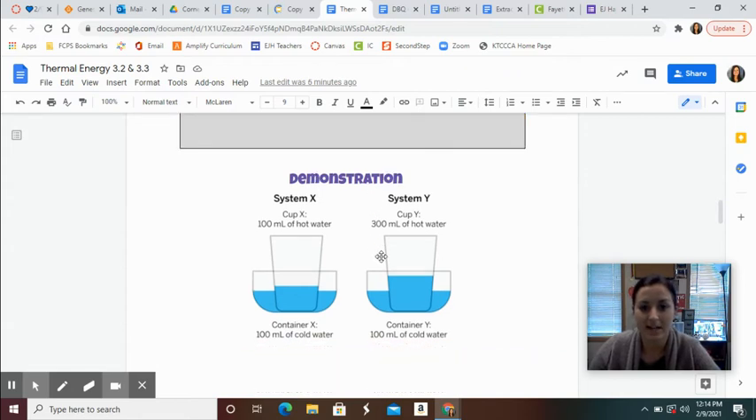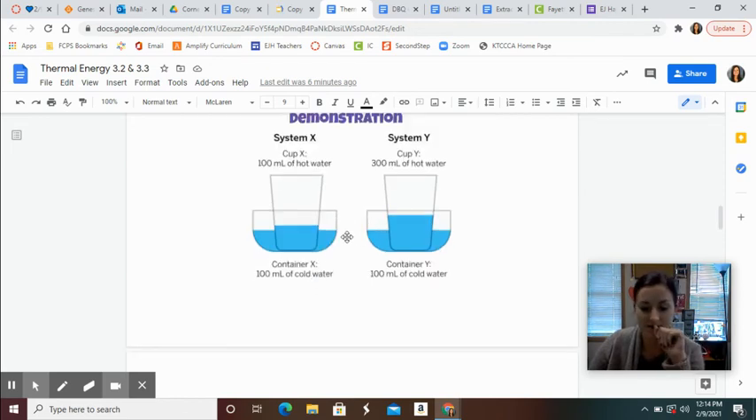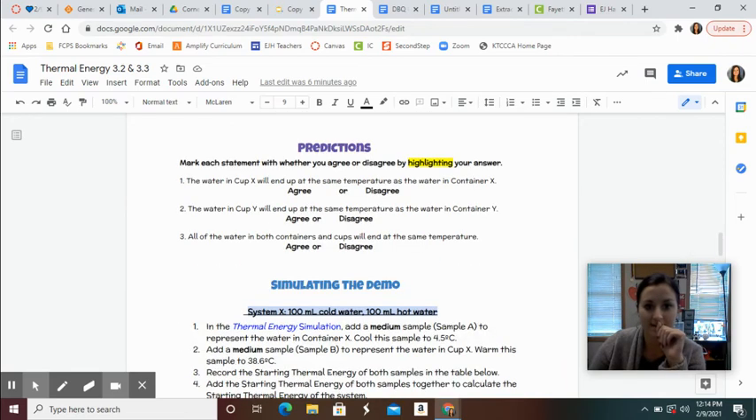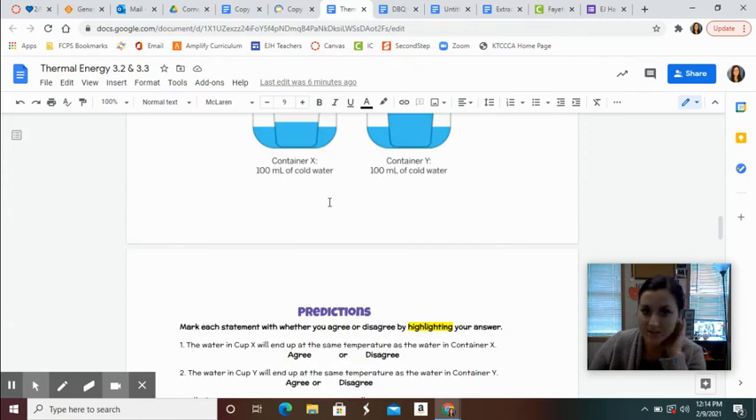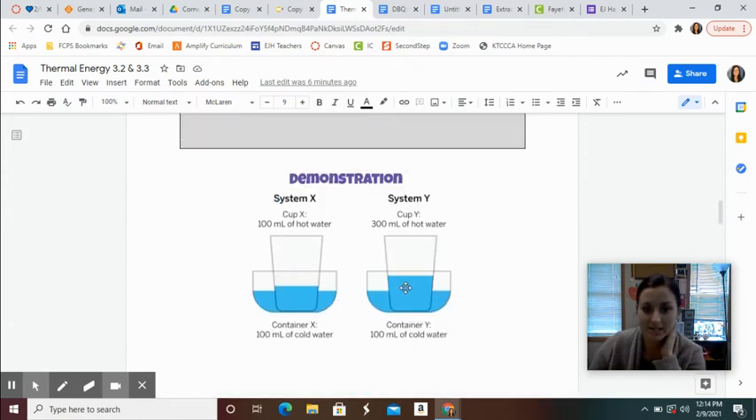And then down here, I did this demonstration, which I'm not going to show you now because it's already done, but we are going to reenact it in the simulation. And so you had to decide, and you can see from the pictures here what happened. I had 100 milliliters of cold water in each container, but in system X, I had 100 milliliters of hot, and then in system Y, I had 300 milliliters. So there was more water in this one.